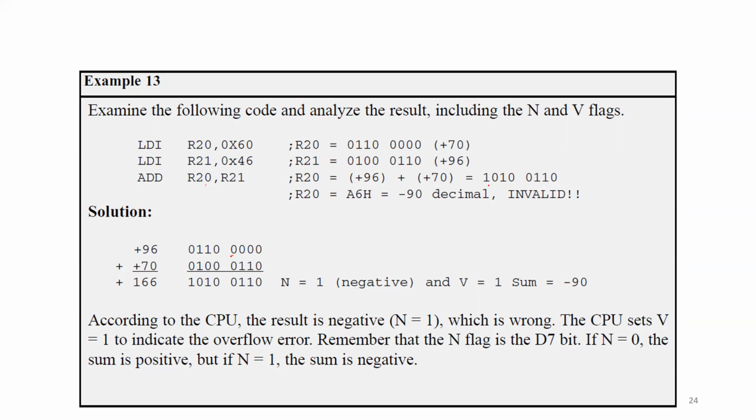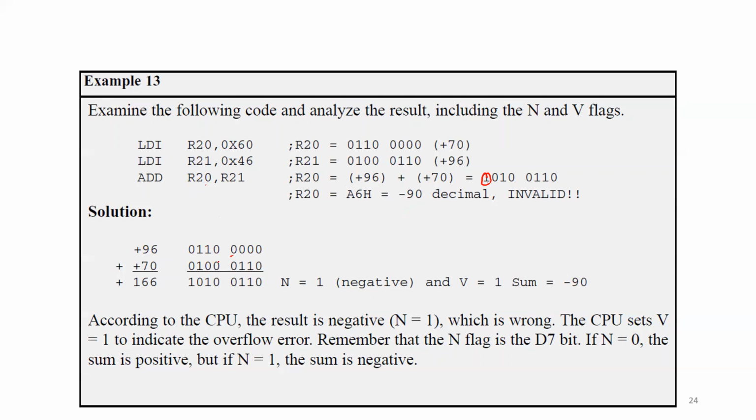Now, if you would like to see the value, due to having D7 equals 1, this means the N flag would be active high. Why? Because D7 equals 1, and the other bits would represent the two's complement. So it's going to be minus 90. But this is completely wrong. This is not the right answer. How can we figure that out? So let's see together what will happen to the number.